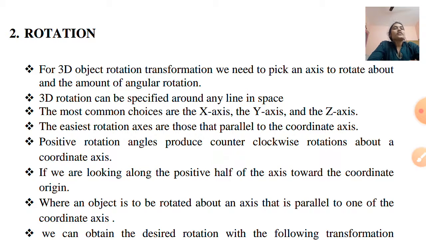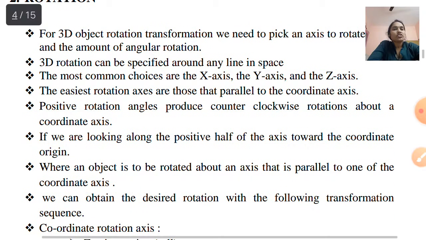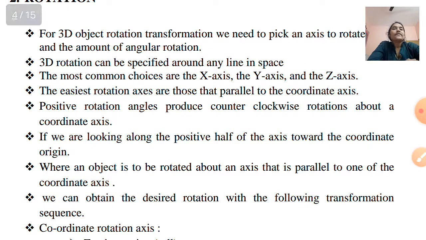So 3D rotation can be specified around any line in space. The most common line choices are the x-axis, y-axis and z-axis. According to the axis, we can rotate an object. The easiest rotation axes are those that are parallel to the coordinate axis. Positive rotation angles produce counterclockwise rotation about a coordinate axis.